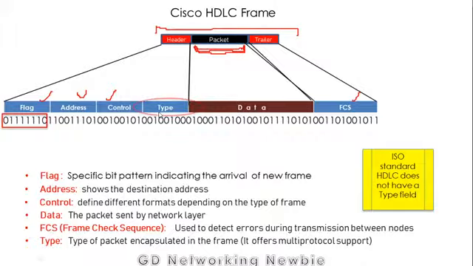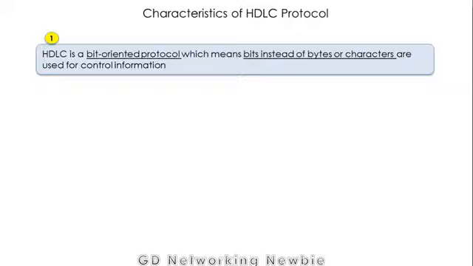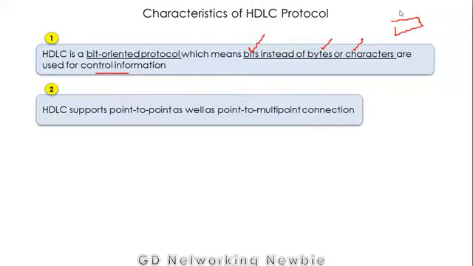After discussing these HDLC frames, let us discuss some of the characteristics of the HDLC protocol. The first of the characteristics is that HDLC is a bit-oriented protocol. It means the control information is carried by using bits. But in some of the protocols, they use bytes or characters. It means 8 bytes are used to convey the control information. But in HDLC, bits are used to convey the control information.